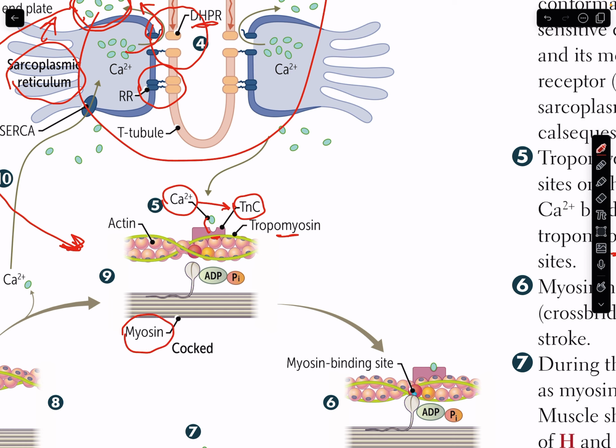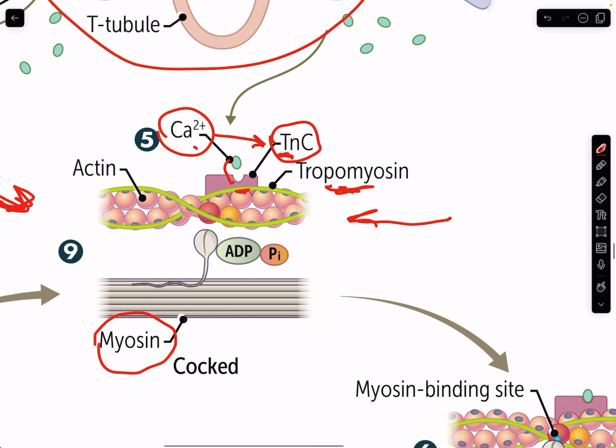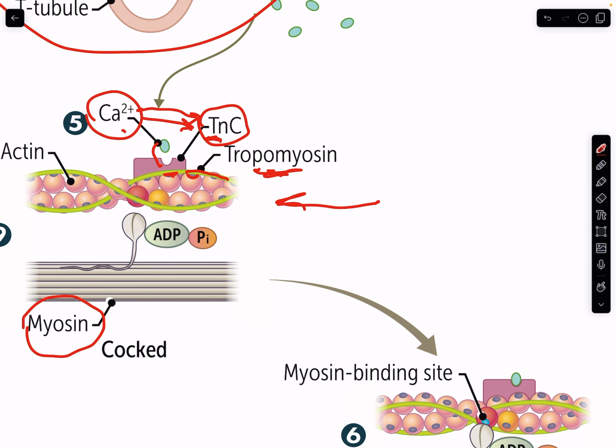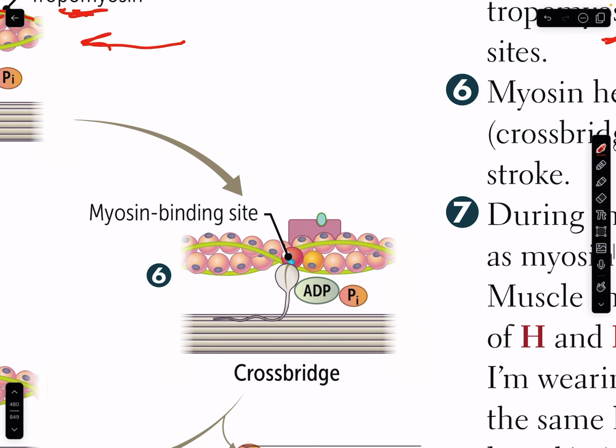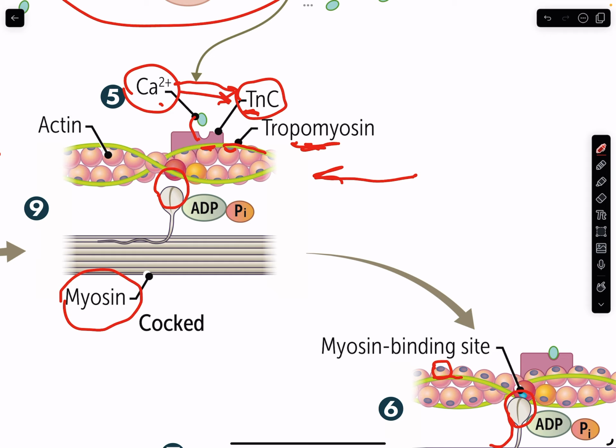This is the myosin and this is the actin. When calcium binds to troponin C, it will shift tropomyosin. See here, the tropomyosin, this is the green thing covering the binding sites, which are the blue dots. When calcium binds to troponin C, it will shift the tropomyosin, exposing the binding sites. And by that, the myosin will bind to the binding site. Okay, here it cannot bind because it's covered.